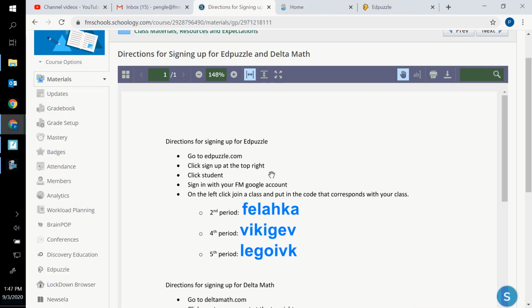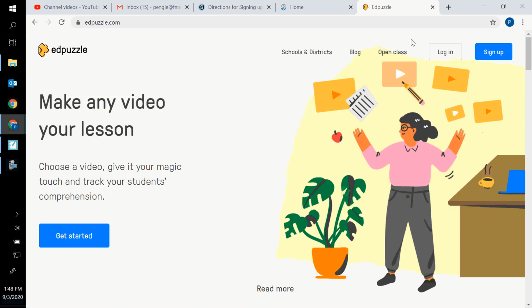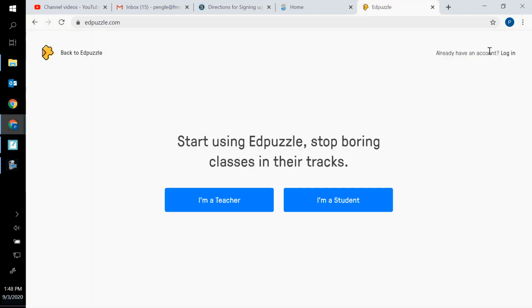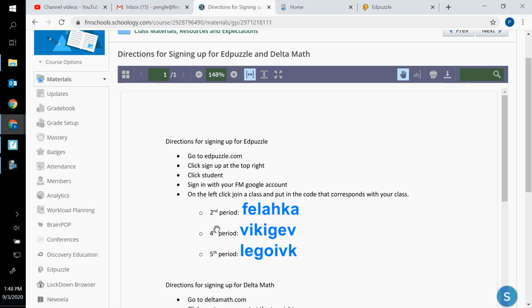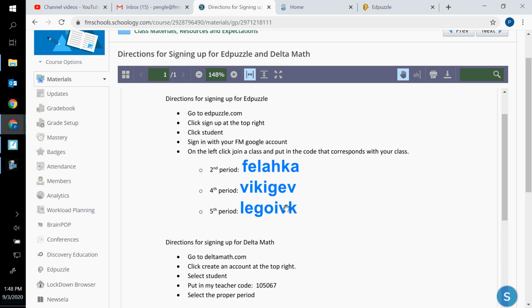you're going to go on the top right, and you're going to click Student. Oh, sorry, Sign Up. And then you're going to go I'm a Student, and you're going to sign in with Google, and you're going to put in your FM email. After that, you'll have a screen where on the bottom left, you can put in a join code. There'll be a button on the left that says join a course. Click join, and whatever your period you're in, second, fourth, or fifth, because we have 3 different periods watching this video, put in the join code for your class, and then hit enter.